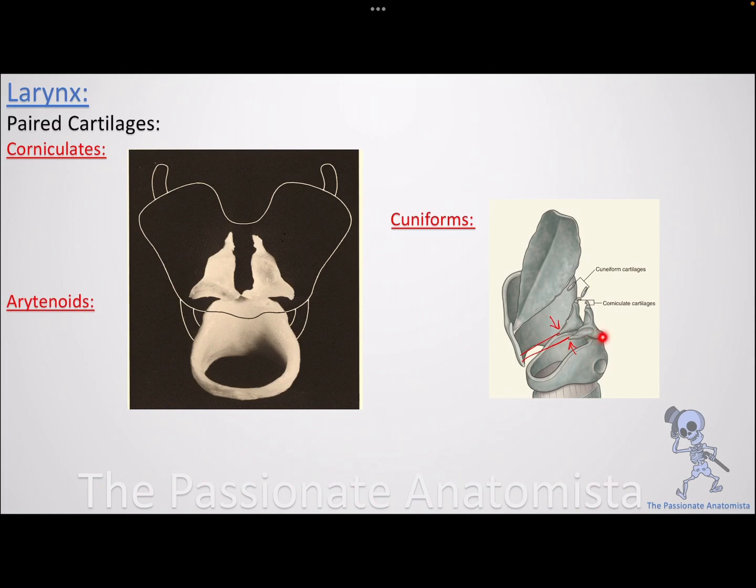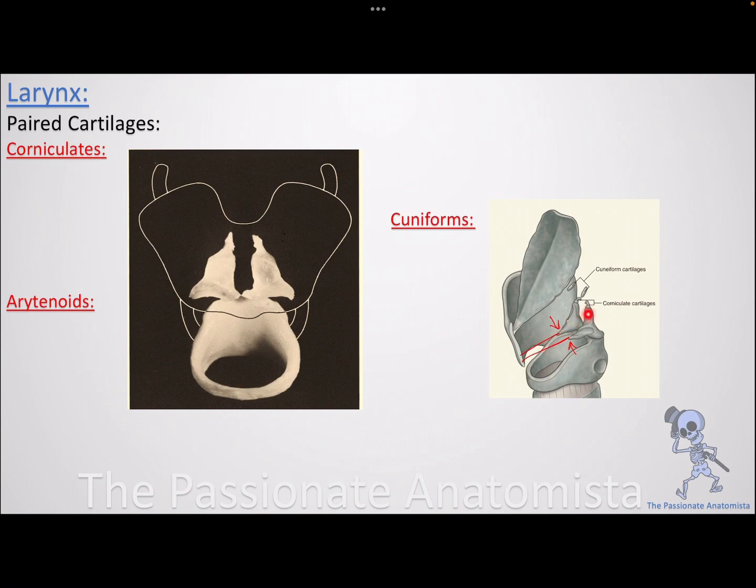We have also another process which is very important for attachment of muscles laterally. So if you look laterally here, you can see the muscular processes, and these are going to be for the attachment of some of the muscles like the arytenoid oblique and transverse, and other muscles. We're going to talk about them as we proceed.